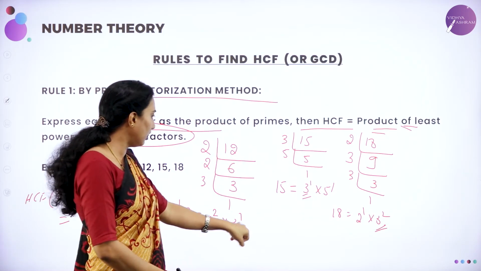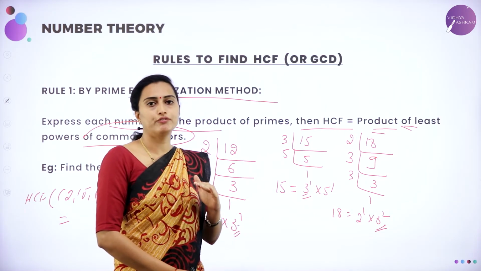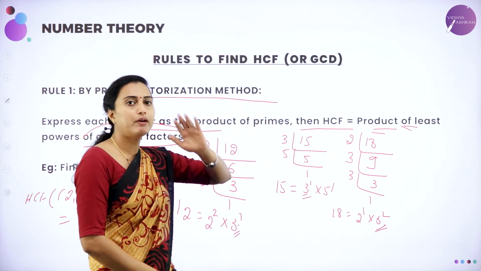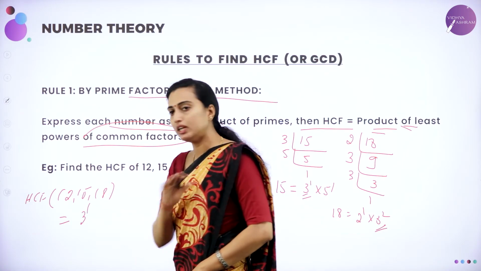Common number, 3 is here, 3 is here, 3 is here. But you need to take the lowest power of 3. Which is the lowest power of 3? 3 squared is the highest power. 3 power 1 is only the lowest. So therefore, you are going to write 3 power 1, which is common in all.